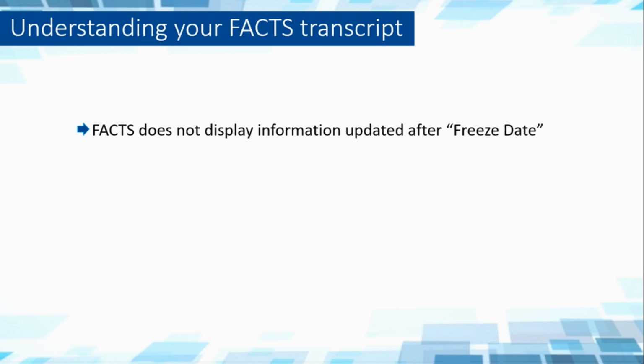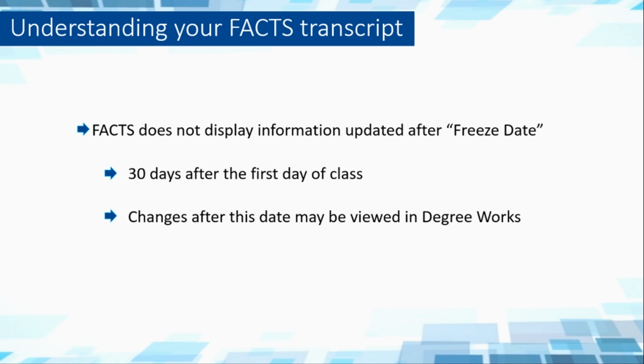Please note that the information displayed in Facts will freeze, reflecting the compliance status as of the 30th day of courses each term. Although an eligibility aspect of TAP may be found to be compliant after this date, you will not be able to view it on Facts. For example, if your transfer evaluation is completed and your courses were found to be compliant after this date, your DegreeWorks account will be updated, but Facts will not reflect this.